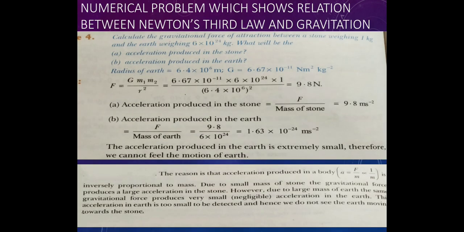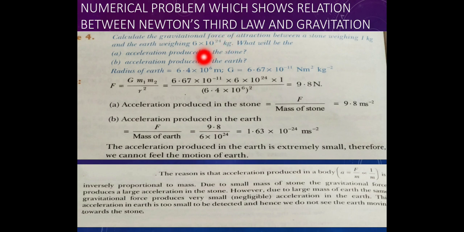Next, this numerical which we are going to do will show the relation between Newton's third law and gravitation. We know what Newton's third law is. To every action there is an equal and opposite reaction. That means if two objects exert equal force on each other, action and reaction, force will be equal, so the result should also be equal. That means if one object exerts force on another and the second object exerts force on the other, the movement should be the same.